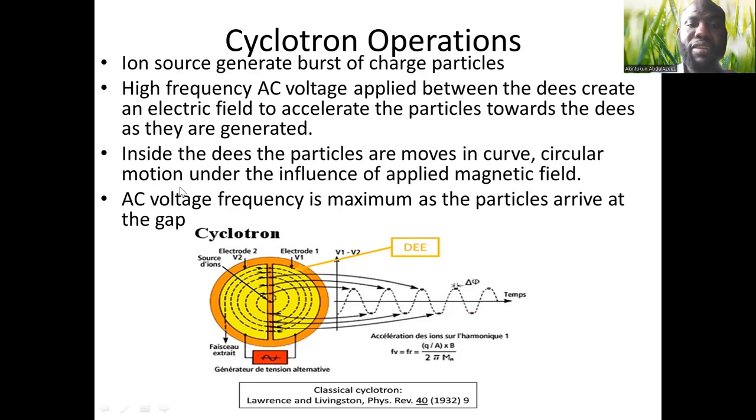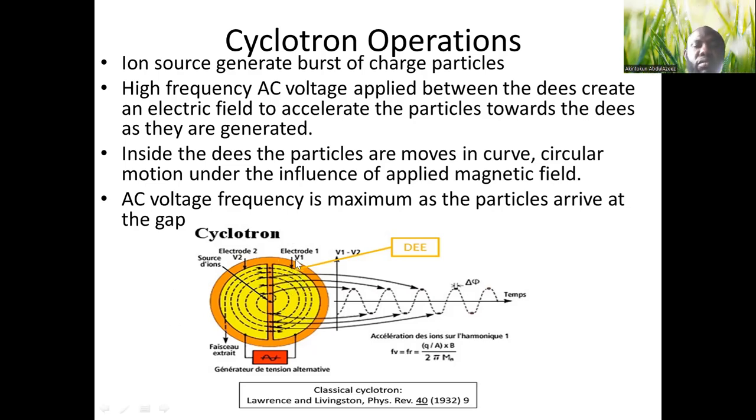Inside the Ds, the particles move in a curved circular motion under the influence of the applied magnetic field. Based on the Lorentz law and Fleming's left hand rule, when the direction of the electric field and the direction of the magnetic field are perpendicular, the result represents the direction of motion of the particle, which is the direction of the force. With the help of the magnetic field, we keep the particles in the D.